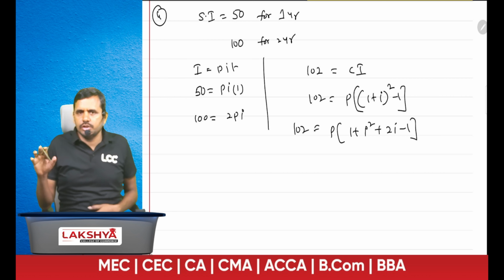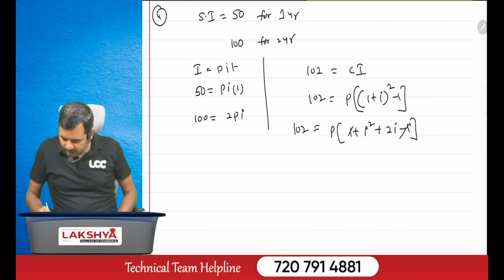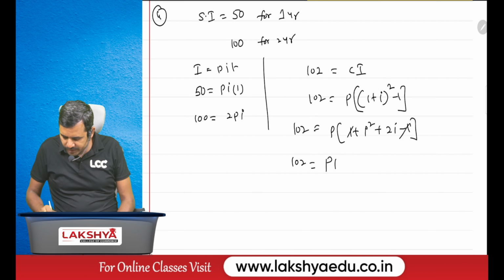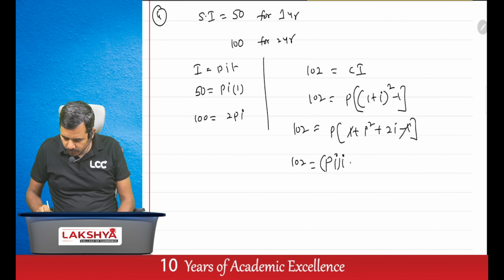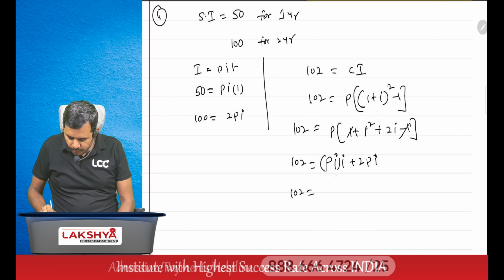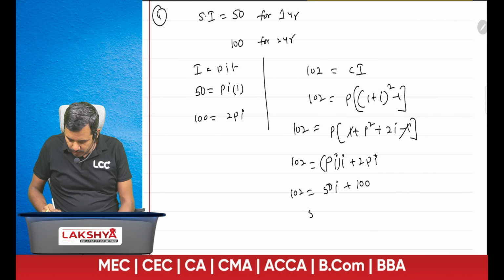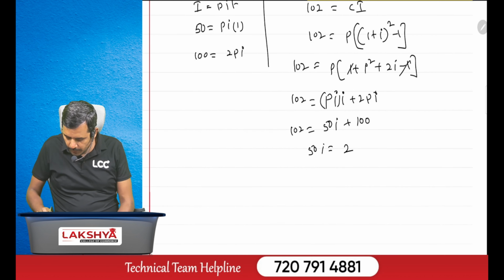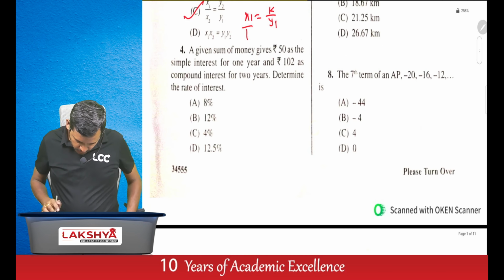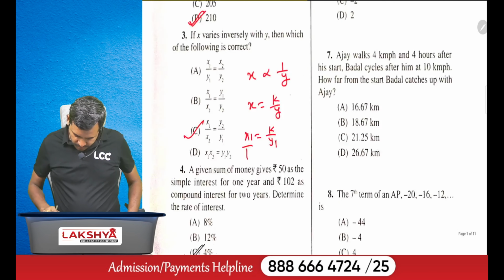1 gets cancelled. Therefore 102 is equal to P into I squared plus 2PI, written as I into PI plus 2PI. Therefore 102 is equal to, PI value is 50, 2PI value is 100, so 50I plus 100 is 102. Therefore 50I is equal to 2, hence I is equal to 2 by 50. Hence I is equal to 4%. Now the 4% is option C.